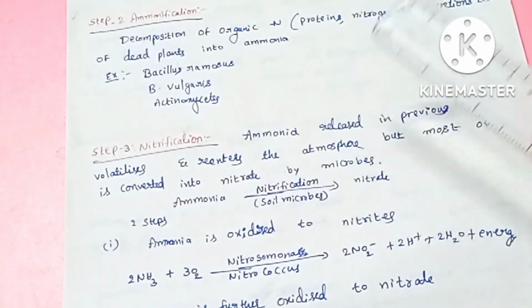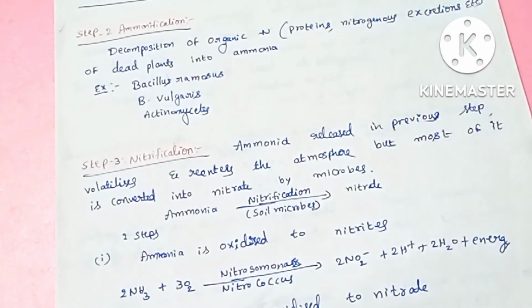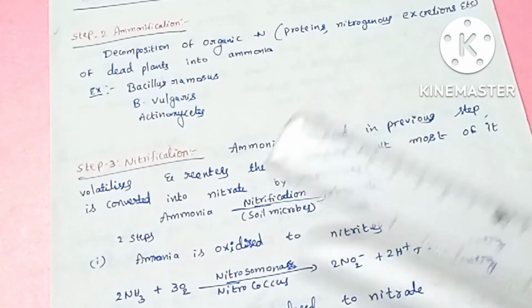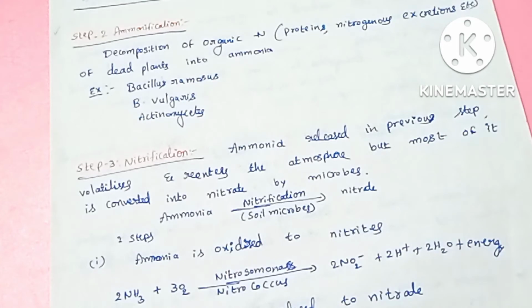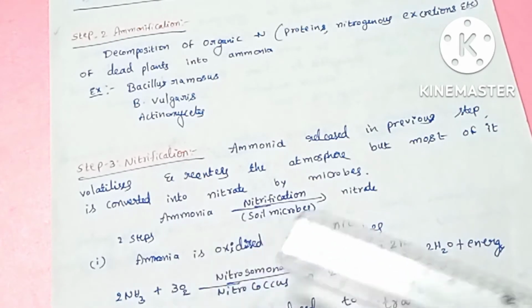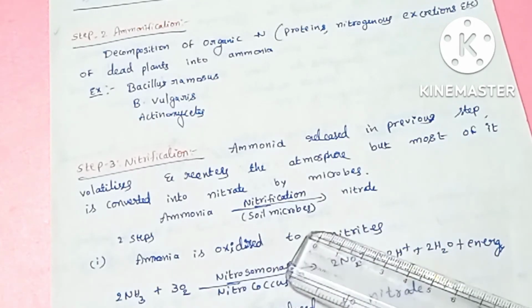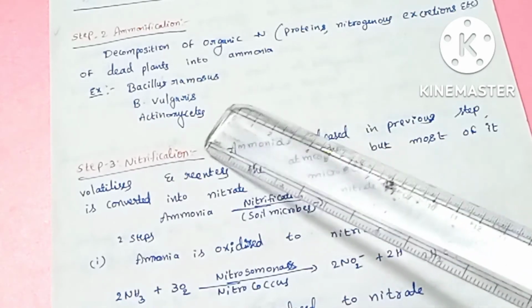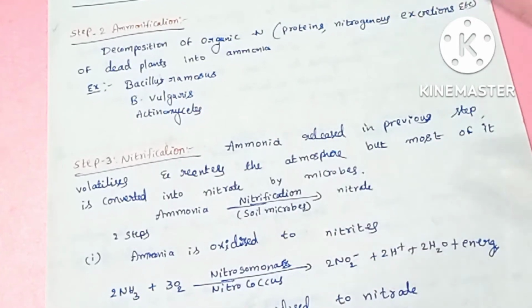Next one is nitrification. Nitrification means what? Here ammonia is formed, right? That ammonia which is formed in the previous step is volatile. It is in which form? It's in volatile form. That means it can re-enter into the atmosphere. But most of it is converted into nitrate by the microorganisms. The ammonia is converted into nitrate by the organisms. This process is called nitrification. Ammonification means nitrogen to ammonia. Ammonia to nitrate is called nitrification.